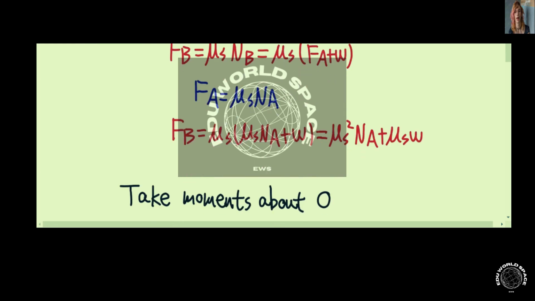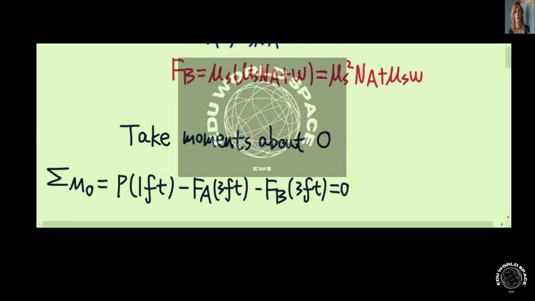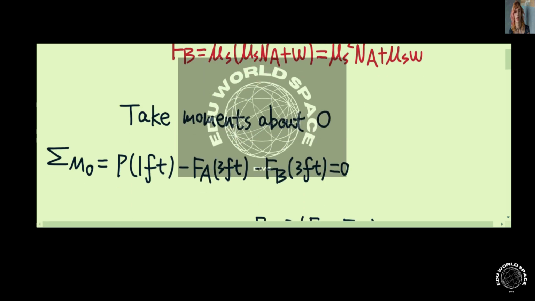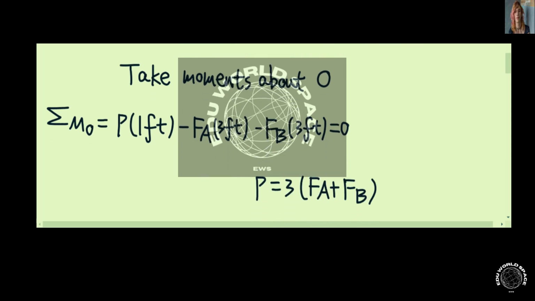So now let's take moments about point O. Consider counterclockwise moments as positive, clockwise moments as negative. Therefore, we have the moment about point O is equal to P times 1 feet minus Fa times 3 feet minus Fb times 3 feet is equal to 0. So eventually we have P is equal to 3 times (Fa plus Fb).